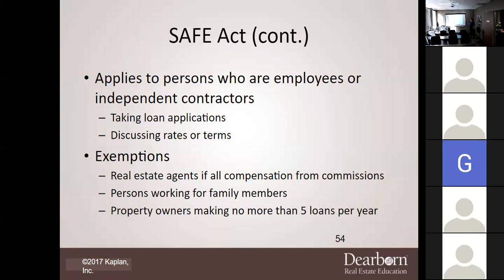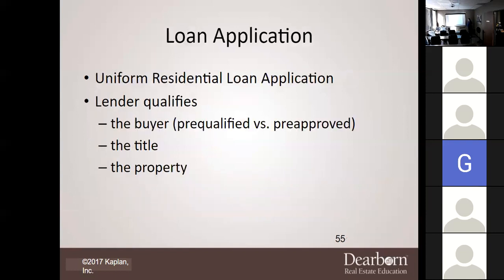Now, again, there are exemptions to the SAFE Act. Real estate agents are exempt if all of their compensation is simply from commission and not a fee, okay? Persons working for family members are also exempt, or property owners making no more than 5 loans a year are also exempt, okay?